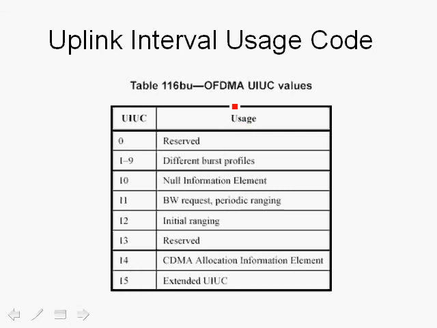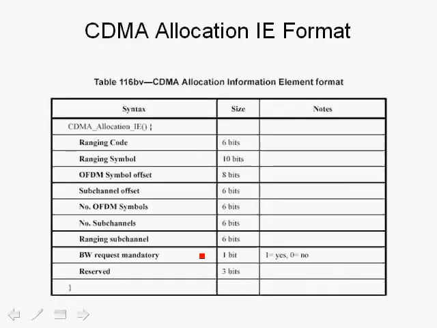Now the uplink map also has a field for the uplink interval usage code, which is 4 bits and has 16 possible values. Of importance to us is, first of all, if it's 12, then that means that it's doing an initial ranging, and 14 is the CDMA allocation information element. Let's take a look at that.